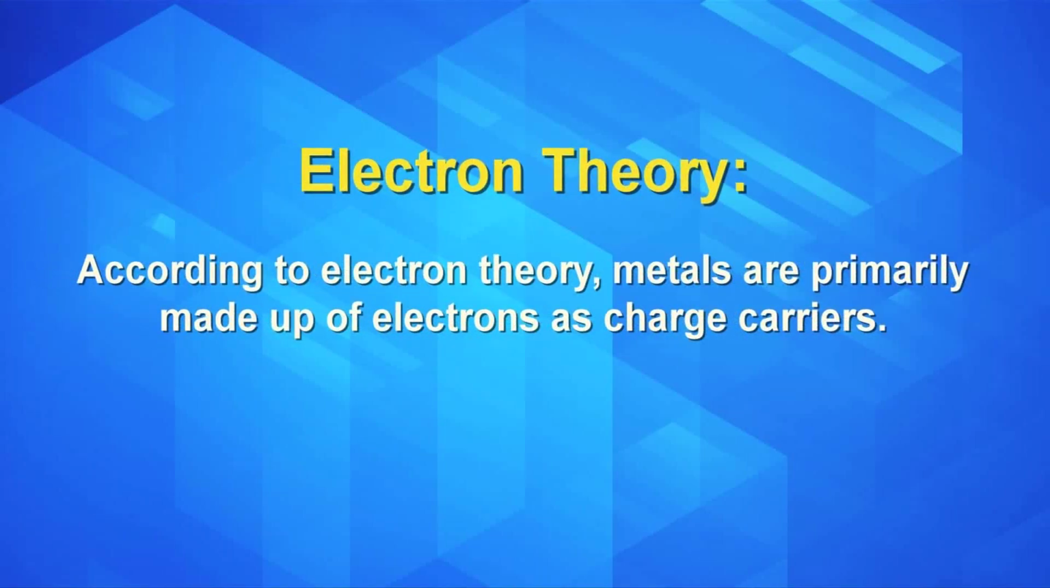According to electron theory, metals are primarily made up of electrons as charge carriers. Before explaining the electron theory, it is important to understand a few things.